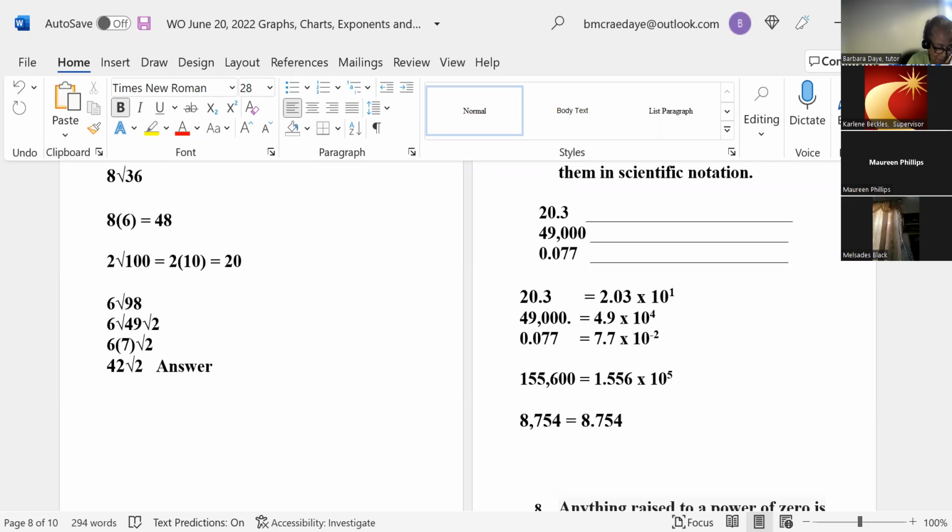8.754 times the base 10. How many places did you move it? 3. That's right. Just say 1, 2, 3. Just look at the numbers. So that's 3. Maureen, you got it.